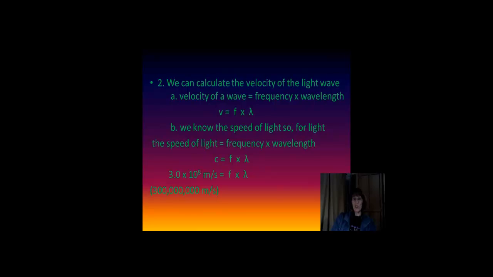So instead of just saying generic velocity, we can stick this letter C in there. That's the speed of light. So 3.0 times 10 to the 8th meters per second is equal to the frequency times the wavelength. I know you're so happy with those numbers.